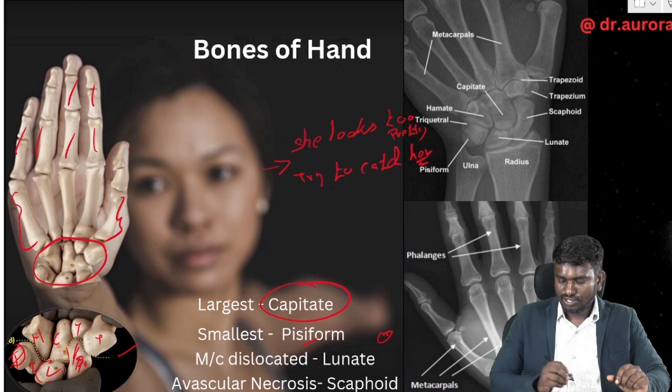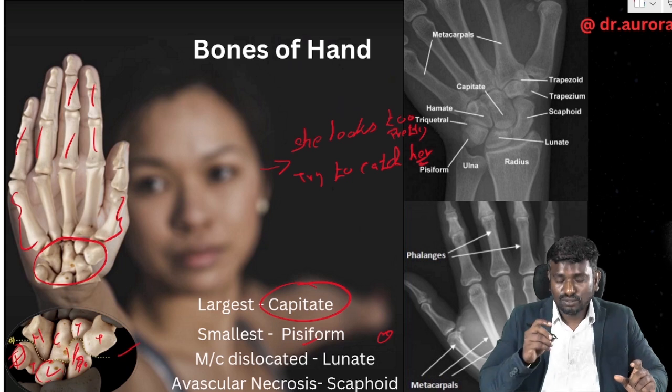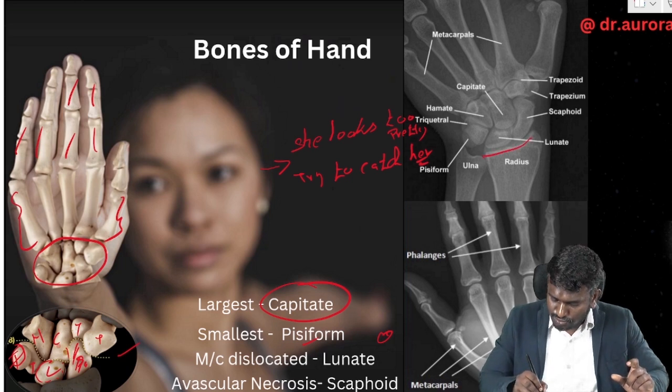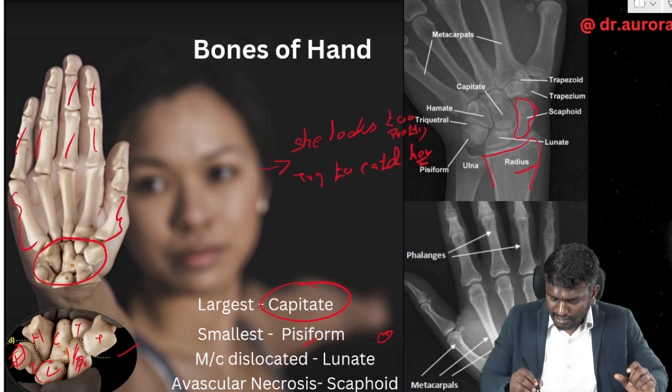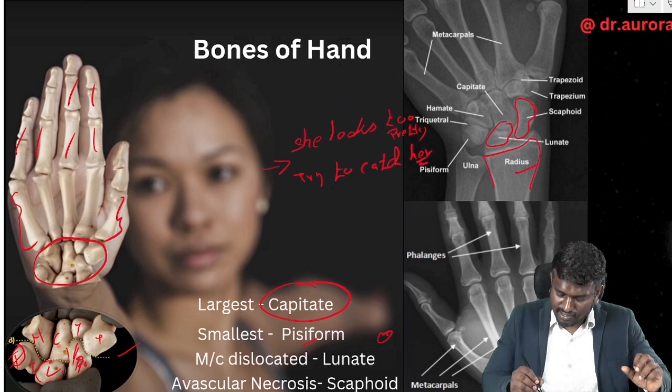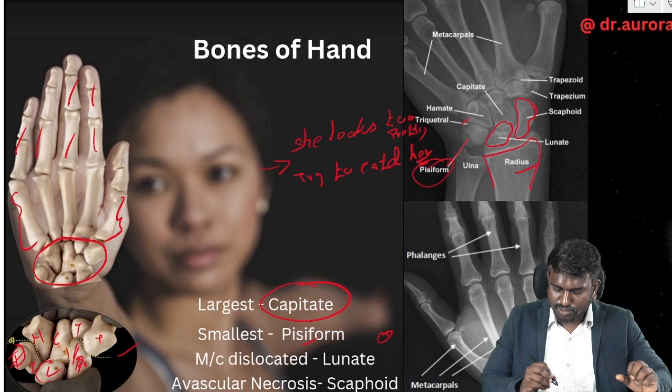Good. If you look into the radiological images, which have also been commonly asked, let's look at them carefully. This right over here is going to be what? The radius. Right next to the radius is going to be our scaphoid, which is a boat-shaped bone. Very good. Now this bone right over here is called as what? Lunate, most commonly dislocated. This is going to be the triquetral, and then here we have the pisiform, which is going to be the smallest bone.